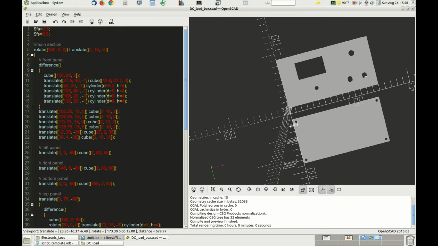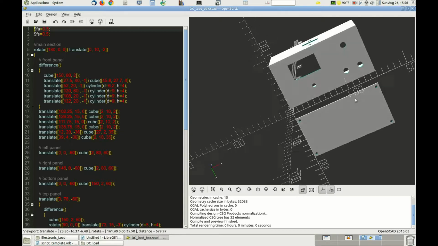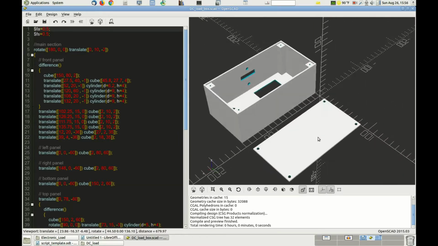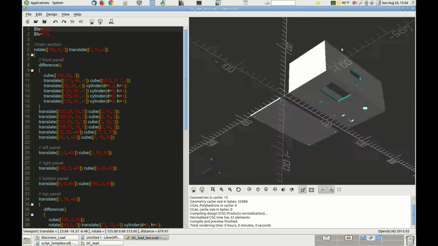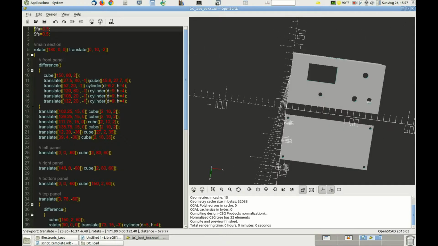Once more, I decided to print the case for my project rather than buy a case and cut all the holes I needed. Here is how the case looks like in OpenSCAD. If you want to reuse it to make your own electronic load, I put a link to the OpenSCAD code and the corresponding STL file in the description below. And now, let's print it!